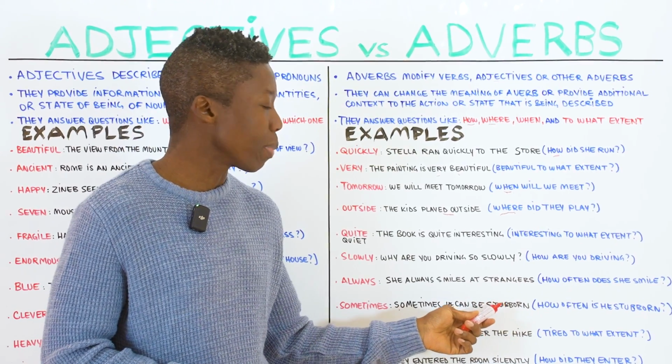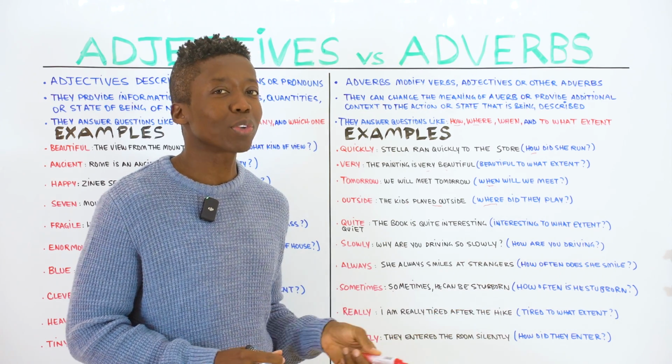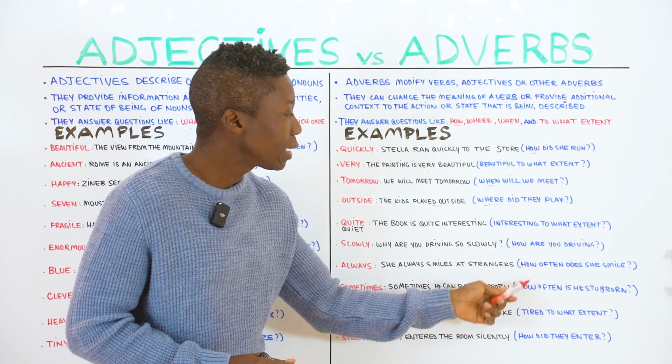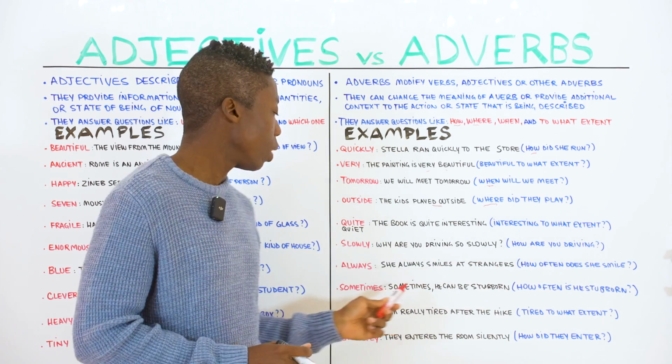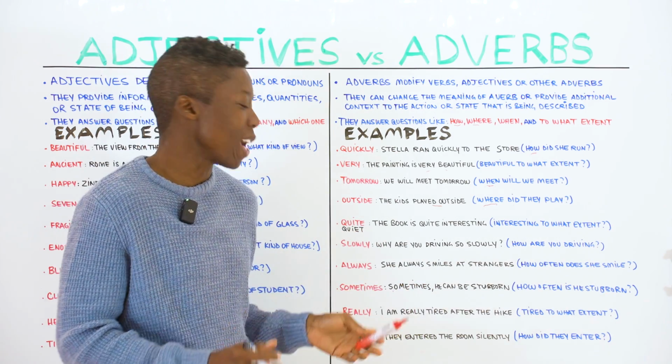He can be stubborn. Stubborn, c'est dur de tête. Vous avez des gens comme ça dans votre cercle qui sont durs de tête. They are stubborn. Sometimes, same question. How often is he stubborn? Well, he's stubborn sometimes. Not all the time, but sometimes.